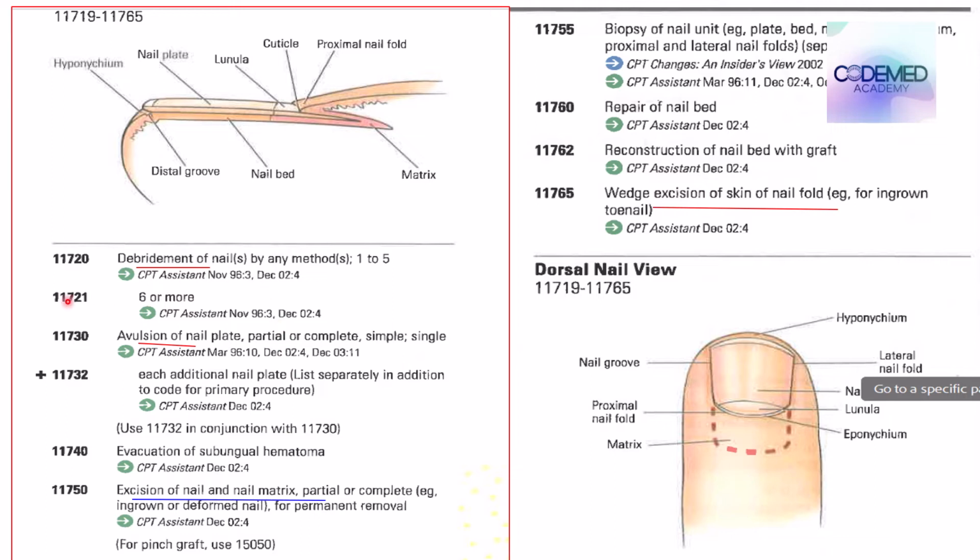So these are certain codes which are related with the nails, and you will see that this is the code for the debridement. Then this is the code for the avulsion, evacuation, excision of the nail and the nail matrix, and then the partial or complete ingrowth or deformed nail. So these are the codes for the various treatments we carried out on the nail. Then this is the biopsy of the nail, this is the repair, reconstruction, wedge excision. So what you have done will decide the code.